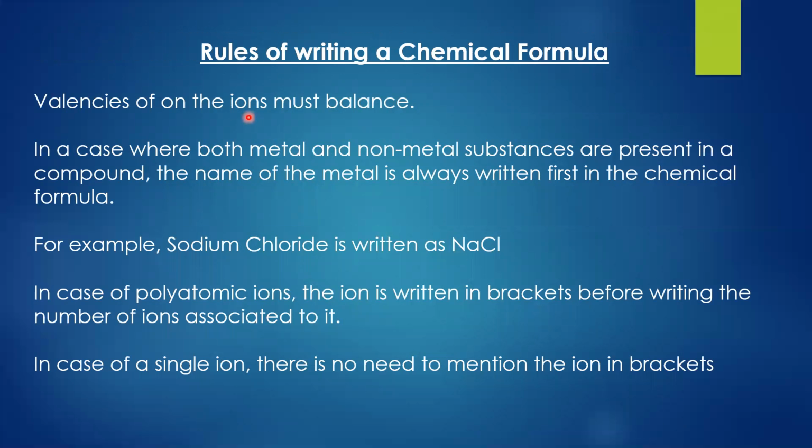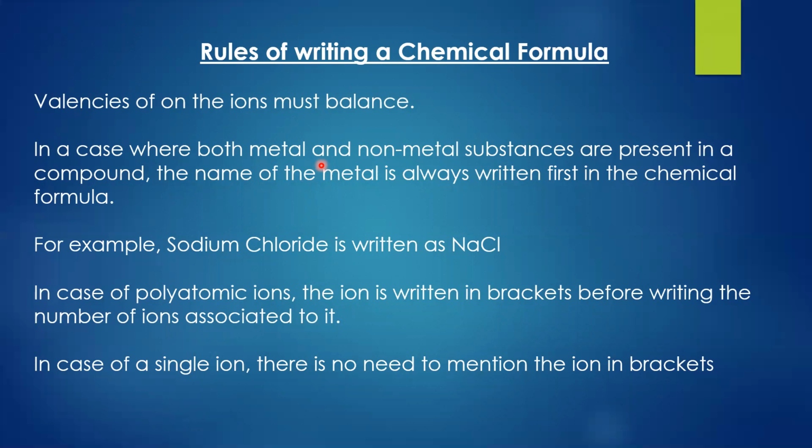Now the basic rules that you need to follow while writing a chemical formula. First of all, valencies of all the ions must be balanced. In a case where both metal and non-metal substances are present in a compound, the name of the metal is always written first in the chemical formula. For example, sodium chloride, that is NaCl. Sodium is a metal, chlorine is a non-metal, but when it forms a compound, that means when it forms an ion, it changes into chloride. So the name of the chemical compound becomes sodium chloride.